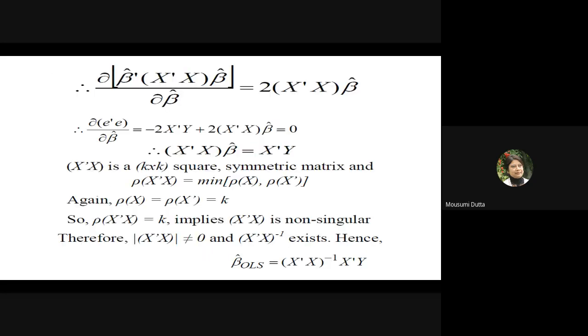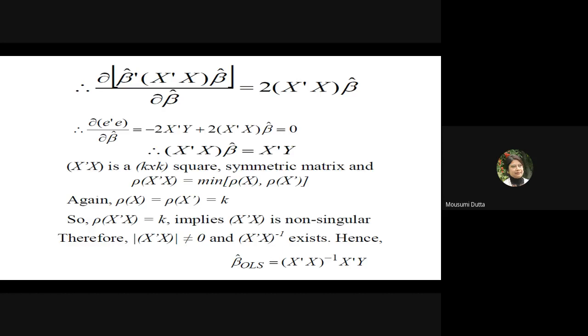So if I take the derivative of beta hat prime X beta hat with respect to beta hat, we will get 2 times the symmetric matrix X prime X multiplied with the vector beta hat. So in total, if I consider the derivative del e prime e by del beta hat, we are getting minus 2X prime y from the linear term, and from the quadratic term we are getting 2X prime X beta hat.